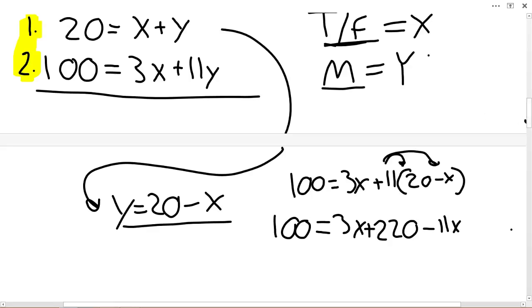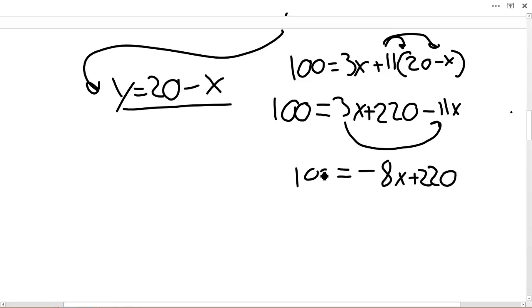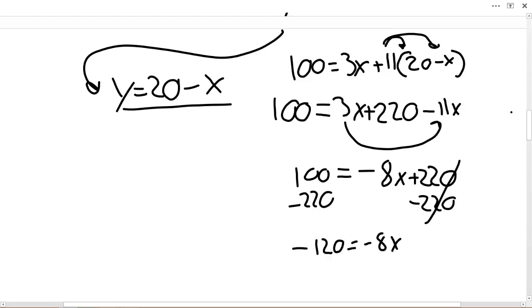Okay. So now let's just combine like terms and solve for x. Let me move this down. So let's combine this 3x and this 11x. So we get, what do we get, you guys? What's 3x minus 11x? It is negative 8x, right? Bring down the 220. It's gonna be equal to 100. All right. Let's get rid of the 220 on this side, so we could get x by itself. Move it over here. And then what do we get? So we get negative 120, right? Equals negative 8x. And lastly, let's just solve for x.